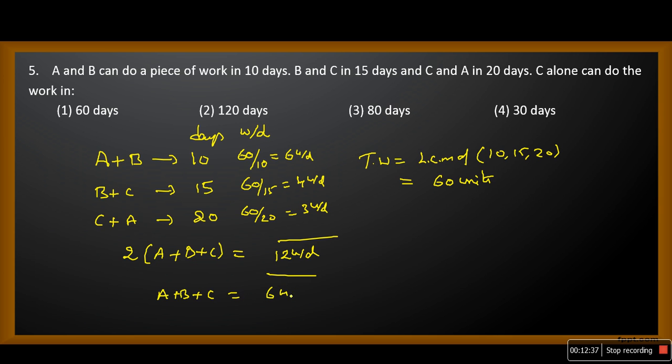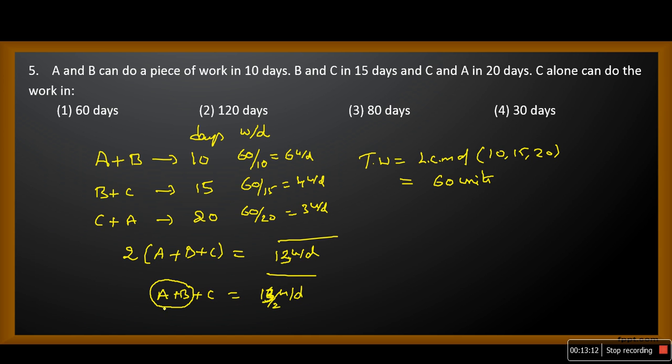Look at the question carefully. C alone can do the work. Now, if C alone does it, how many days will it take? Simple. A and B together are doing how many units per day? Sorry, here this is 13, you will get 13 units per day. So here you will get 13 by 2. A, B and C together are doing 13 by 2 units per day.